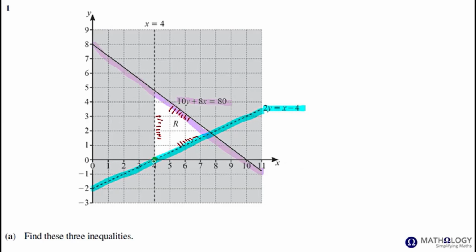So the fact that the region lies to the right of 4 means that this inequality is x is greater than 4. Not equal to, because the line is dotted. If it's dotted, it's exclusive, it's not solid. And we therefore have the inequality greater than 4, because the region lies to the right of 4. So there's our first inequality.